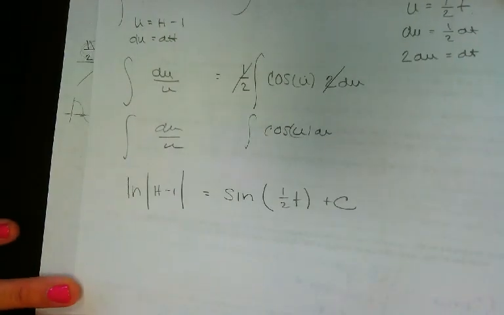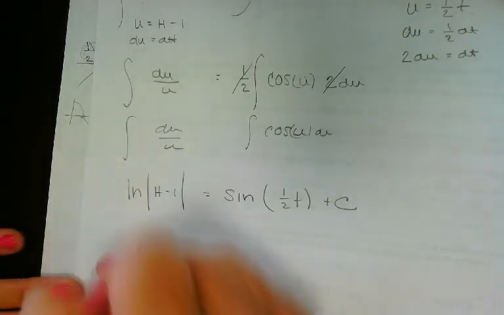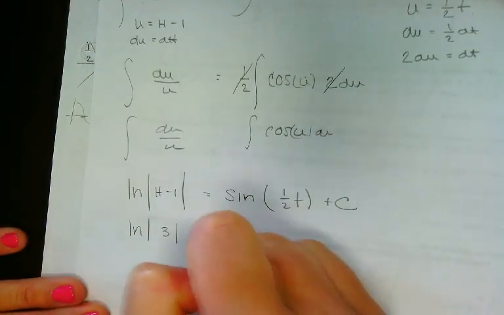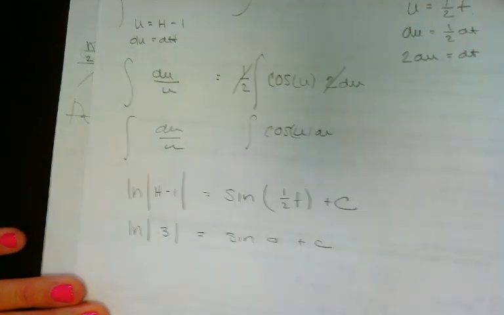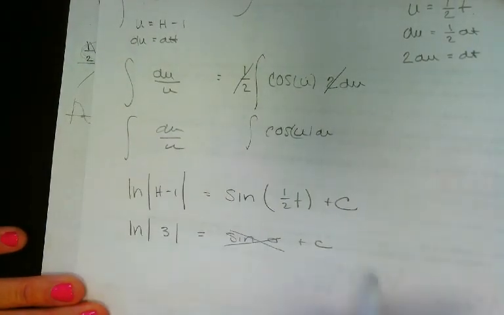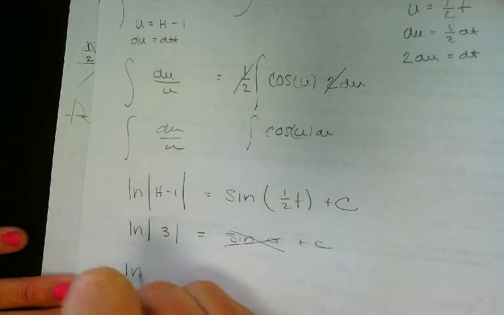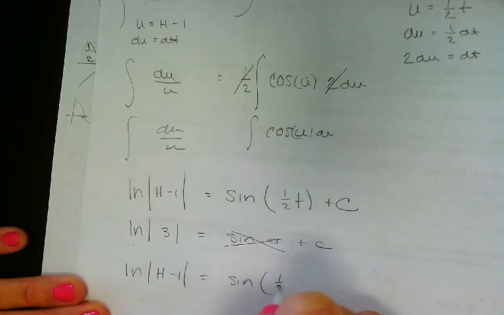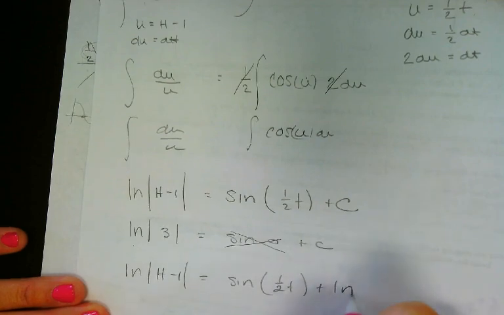Okay, and then I'm going to use that condition, what was it, 0,4, to get that c value. So I get 4 minus 1 is 3 equals the sine of 0 plus c. The sine of 0 is 0, so c equals the ln of 3. So I've got the ln of h minus 1 equals the sine of 1/2 t plus the ln of 3.